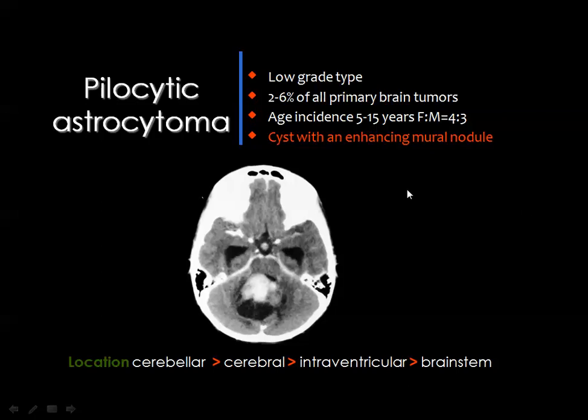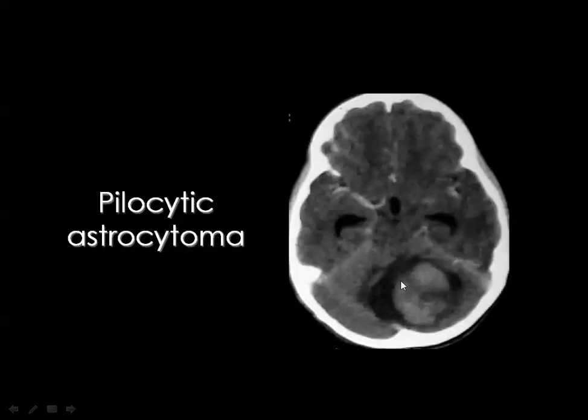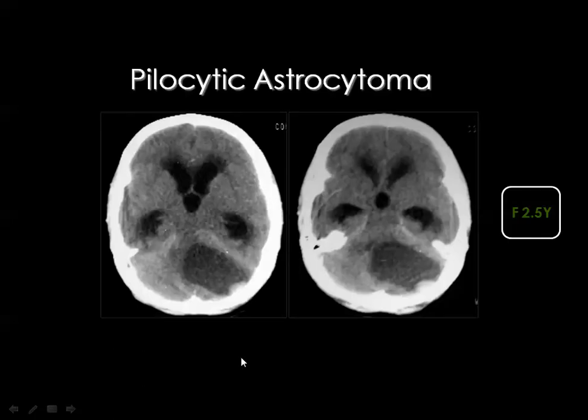Then, if you see a cyst with an enhancing mural nodule, then you consider pilocytic astrocytoma in the posterior fossa, regardless of the size of the nodule or the site of the nodule. The nodule may be on the inner wall of the cyst and may be located in a septum inside the cyst itself. And this is a good example of a pilocytic astrocytoma. There is a big cyst in the left cerebellar hemisphere with an enhancing mural nodule, and the cyst is compressing the fourth ventricle with consequent supratentorial obstructive hydrocephalic changes.